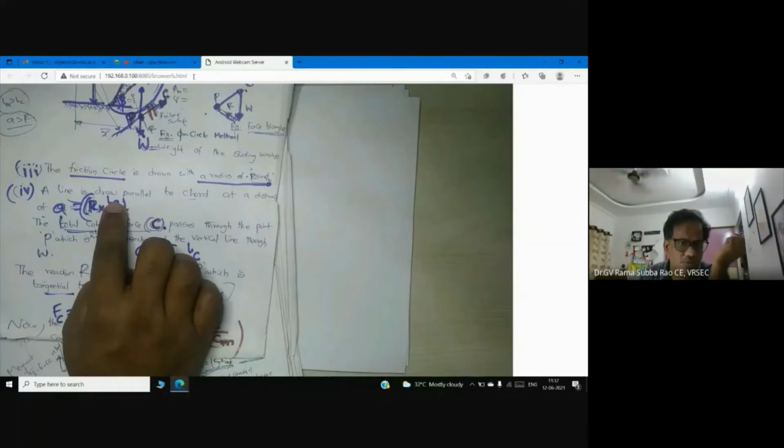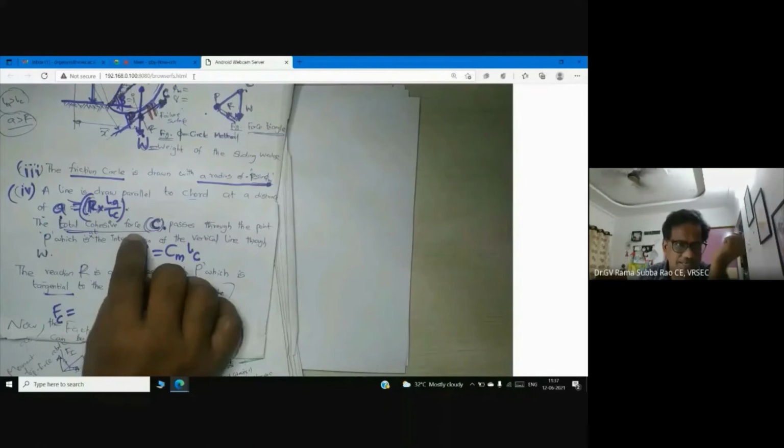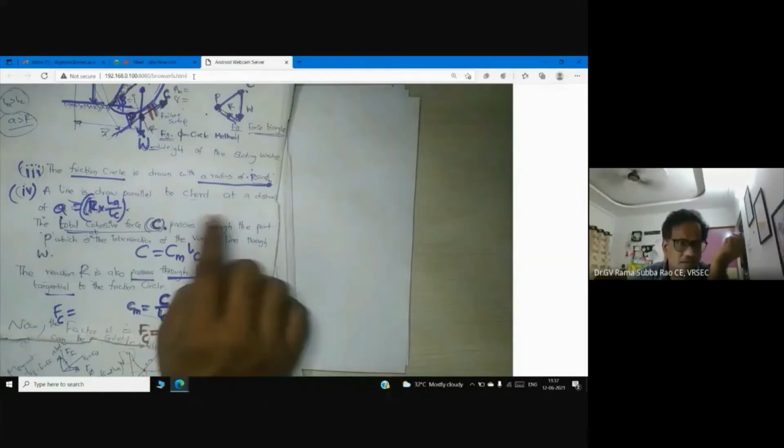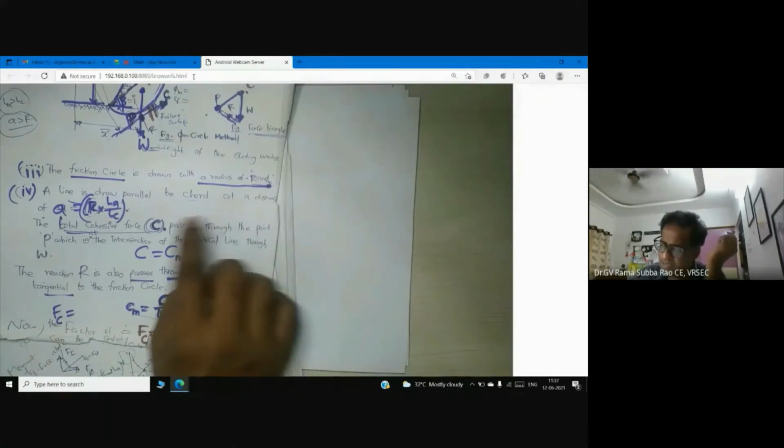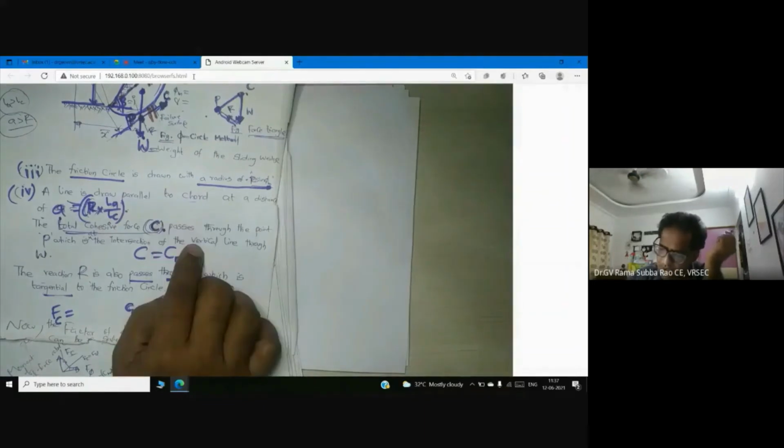Now, the total cohesive force, capital C, passes through the point P, which is at the intersection of the vertical line through W and the C line. You see this vertical line having an intersection, so this is point P. Now someone can ask me what is C? C means total cohesive force, which is a resisting force actually. That's why we are drawing it in the upward direction, because it is a resisting force.